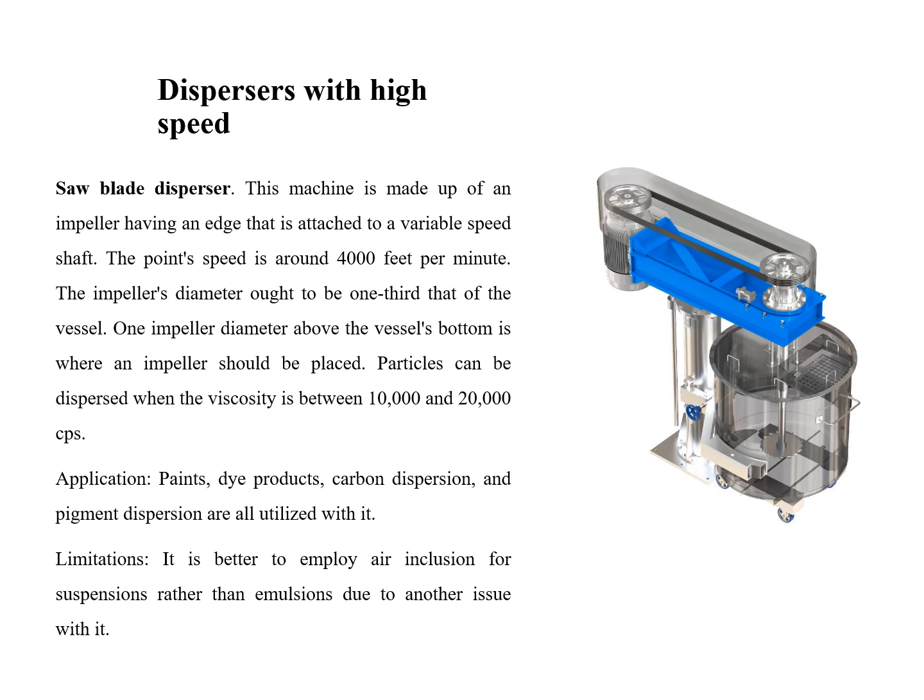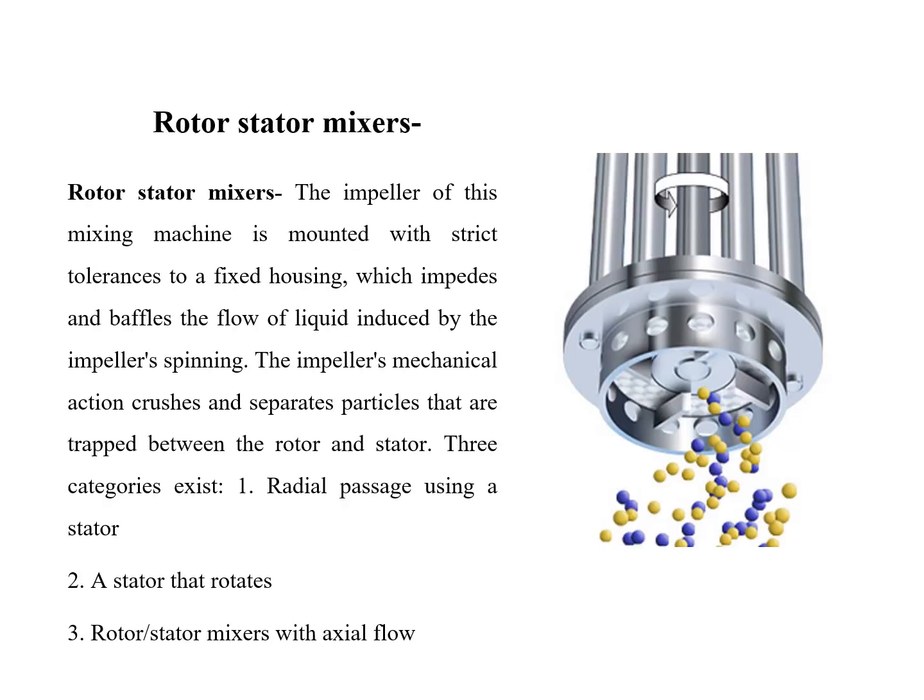Particles can be dispersed when viscosity is between 10,000 to 20,000 centipoise. Some of the applications involved are paints, dye products, carbon dispersions, and pigment dispersions. Limitations: better to employ air inclusion for suspension rather than emulsion due to another issue with it.